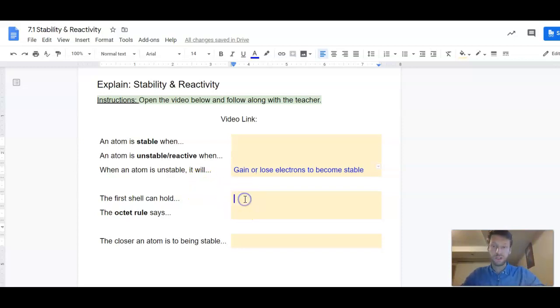Quick review, the first shell can hold 2 electrons. And the octet rule says that all the other shells can hold 8 valence, or hold 8 electrons. Octet, 8. Now, like we just said, an atom wants to become stable. The closer an atom is to being stable, the more reactive it is. Once again, the closer it is to being stable, the more reactive it is.